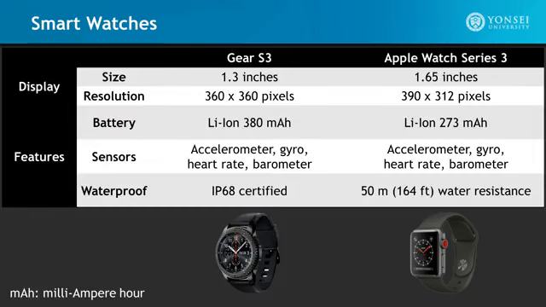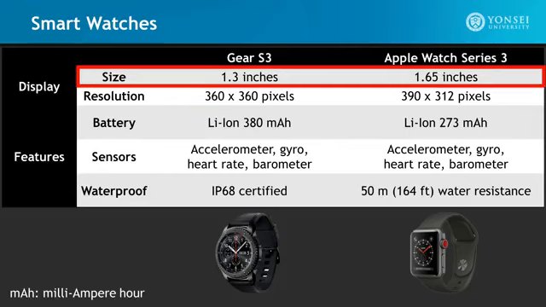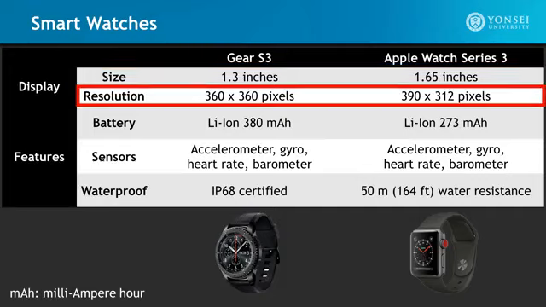Looking into the display and other features. For the Gear S3, the size of the display is 1.3 inches. For the Apple Watch Series 3, it is 1.65 inches. The resolution of the display is 360 by 360 pixels for Gear S3, and for the Apple Watch Series 3, it is 390 by 312 pixels.